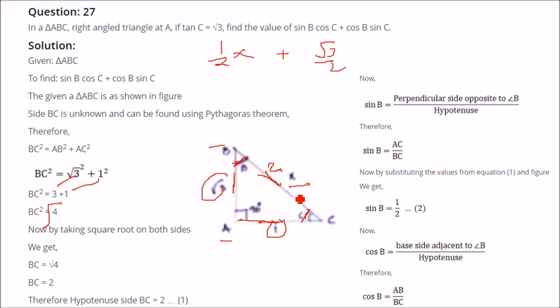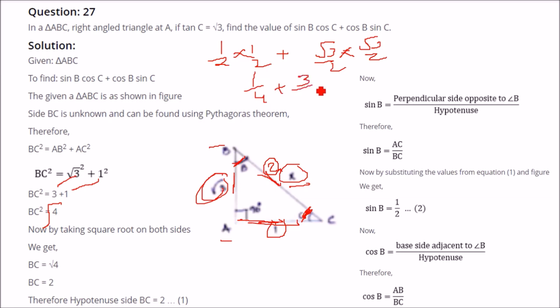Now let us come to cos C. Now we have to take this angle. Cos C. Cos C is base upon hypotenuse. For this, base is 1. Hypotenuse is 2. Here, sin C. Sin C is perpendicular upon hypotenuse. Perpendicular is root 3. Hypotenuse is 2. Root 3 by 2. So 1 by 2 and 1 by 2 is 1 by 4.